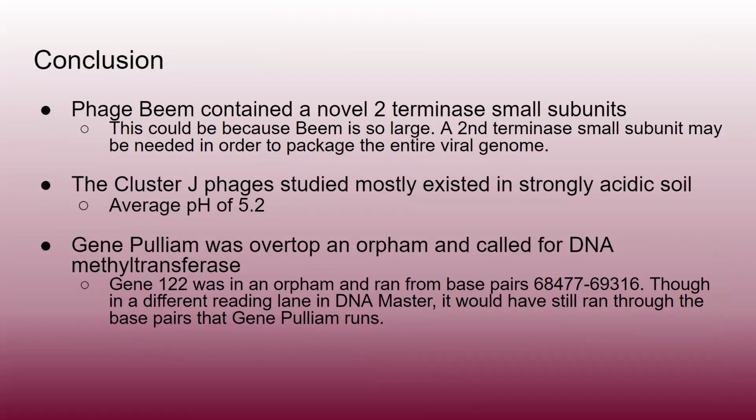So for our conclusion, like what Hannah said before, there were 2 terminase small subunits in Beam, and this could be because of Beam's large genome. There had to be a second terminase small subunit in order to package the entire viral genome. And cluster J phages also had an average pH of 5.2, which is strongly acidic. And finally, gene 22 was in a Pham and called for DNA methyltransferase.